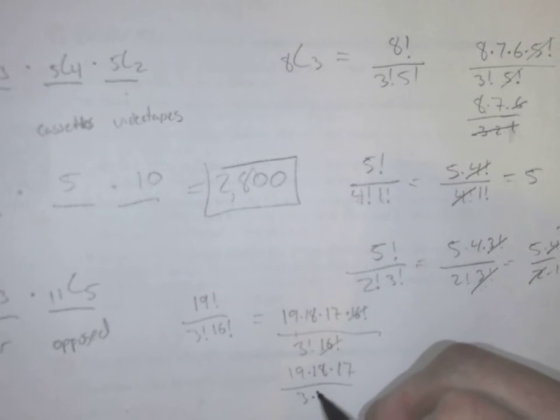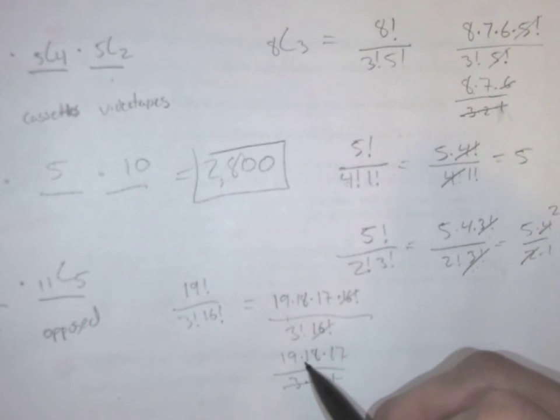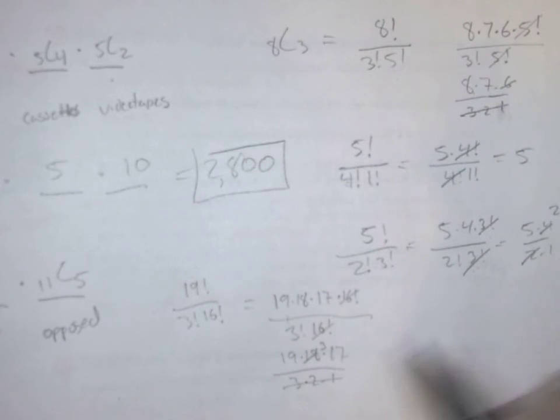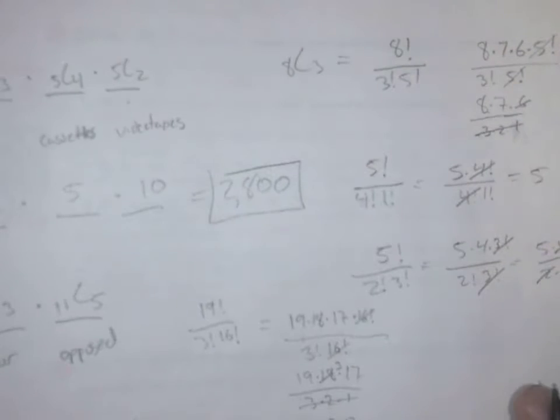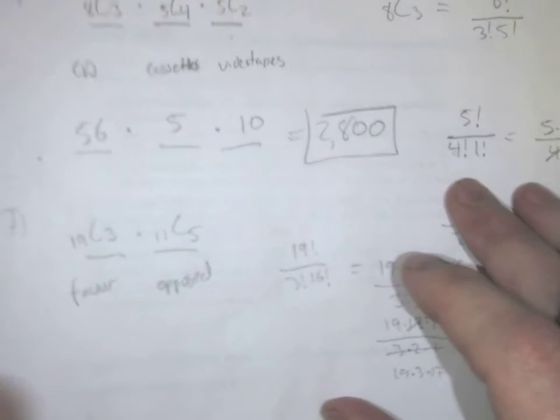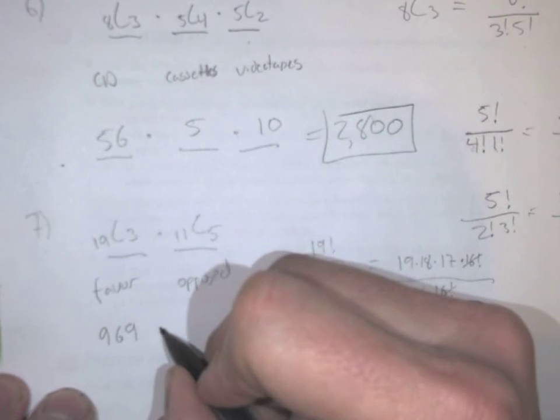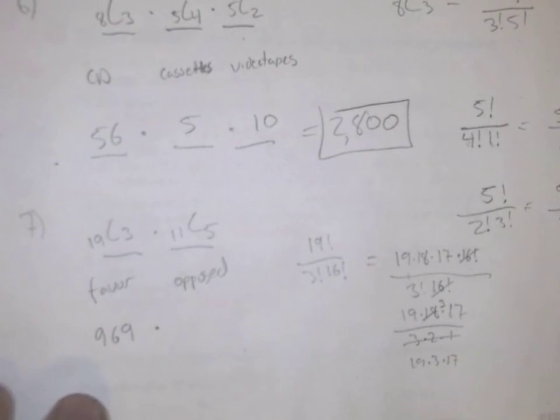Over 3 times 2 times 1, because I still have that 3 factorial. And this is 6. And 6 goes into 6 once, and 6 goes into 18 3 times. So I really have 19 times 3 times 17. That's the number of ways there are to choose 3 people from a group of 19 people who are in favor of this thing. So 19 times 3 times 17. It's a pretty big number. That's 969. Okay, now we got to do the other one.